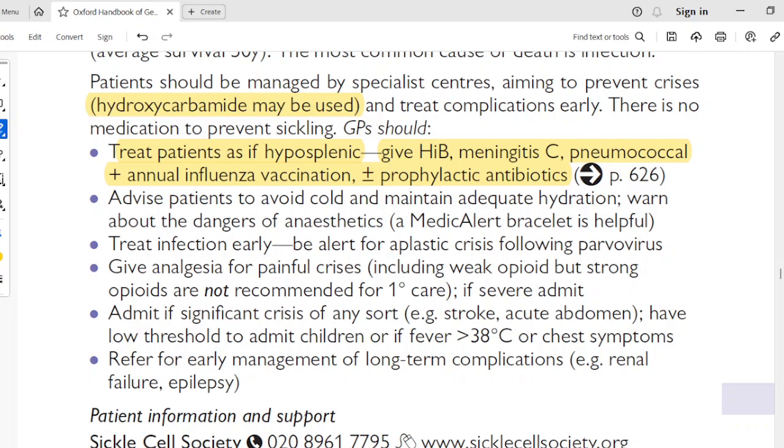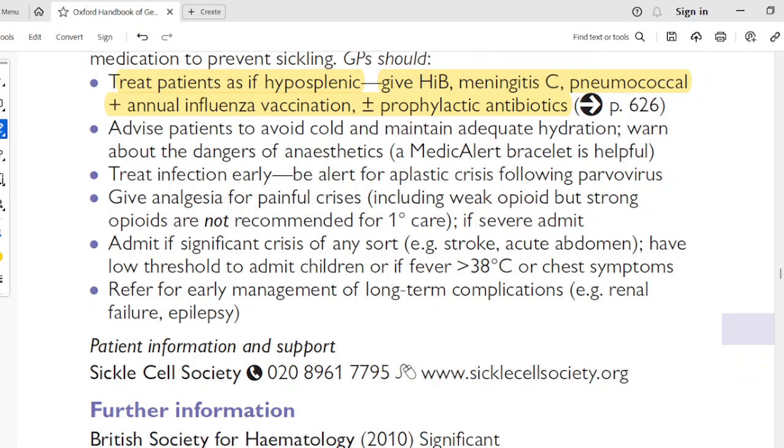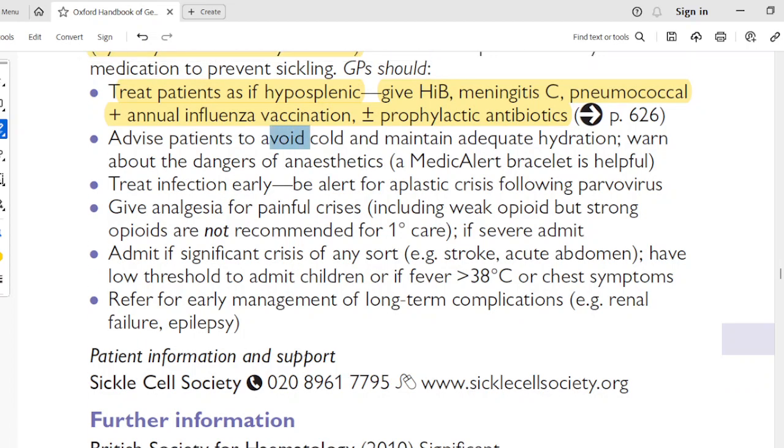Advise patients to avoid cold and maintain adequate hydration. Warn about the dangers of anesthetics. A medic-alert bracelet is helpful. Dehydration and cold will precipitate a sickle cell disease crisis, so the patient needs to avoid cold and maintain adequate hydration.